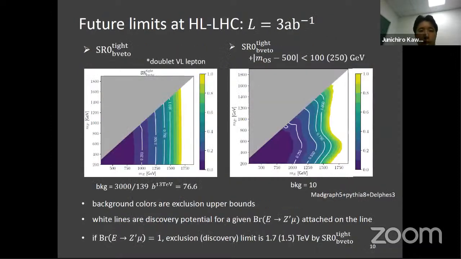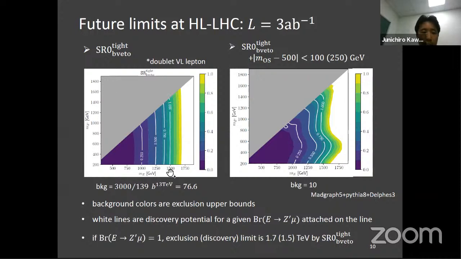Okay, so before closing my talk, let me discuss future limits at the high luminosity LHC. This is just a very rough estimate. The left panel shows the future sensitivity for the doublet vector lepton case from the tight signal region, where we just rescaled their already defined signal region. We see that in the future experiment, if the branching fraction is 1, the limit is about 1.7 TeV. The white line shows the bounds on the discovery potential, so if the branching fraction is 1, we can discover these signals up to 1.5 TeV.